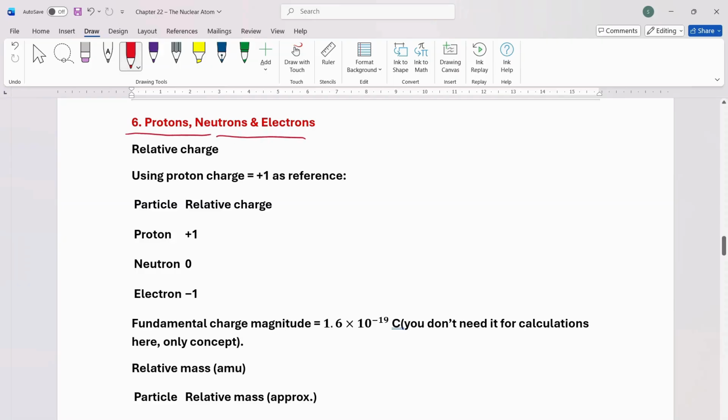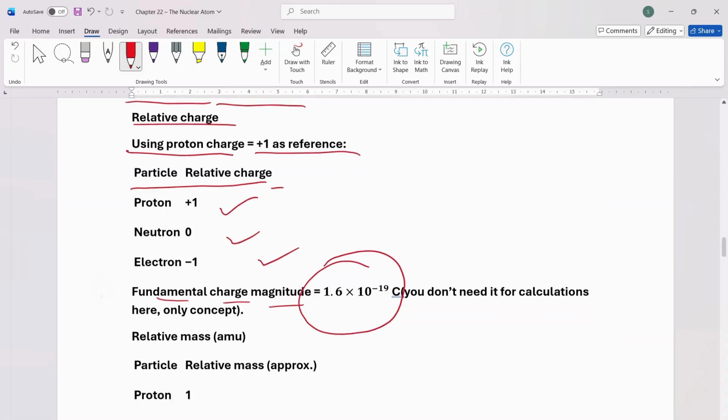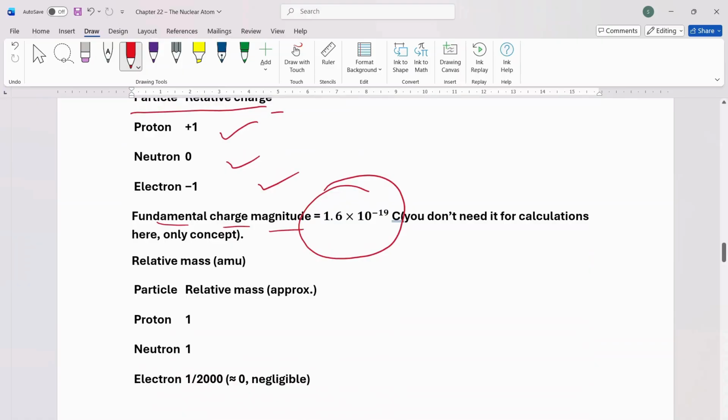Now we discuss protons, neutrons, and electrons. Relative charge, using proton charge equal to plus 1 as a reference. The particle relative charges are: proton plus 1, neutron 0 and electron minus 1. The fundamental charge magnitude is about 1.6 × 10^-19 C. You don't need it for calculation here, only concepts are important.